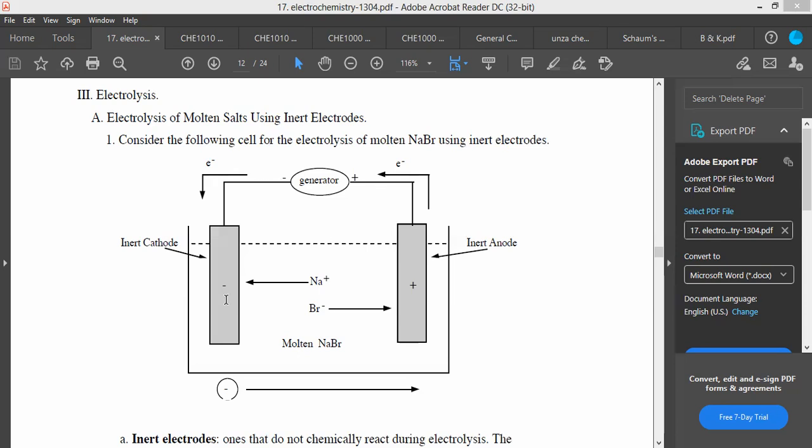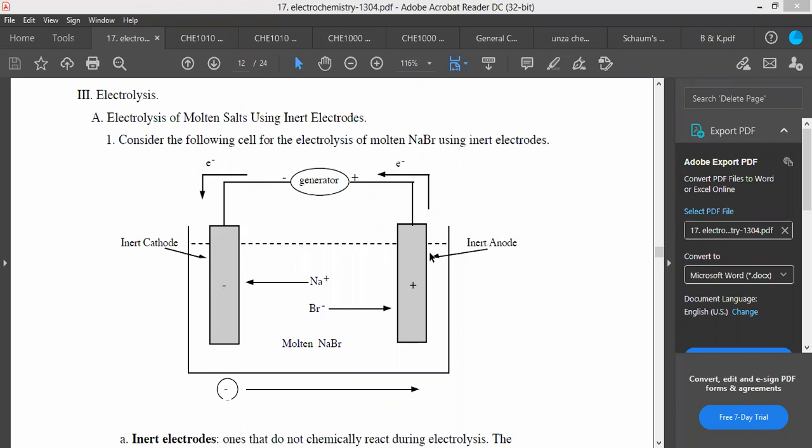So here, just know that reduction is taking place on the negative end of the terminal, unlike in the galvanic cell where it takes place on the positive end, meaning oxidation is going to take place on the anode end, which is the positive end. So this is one thing where you don't need to get confused.